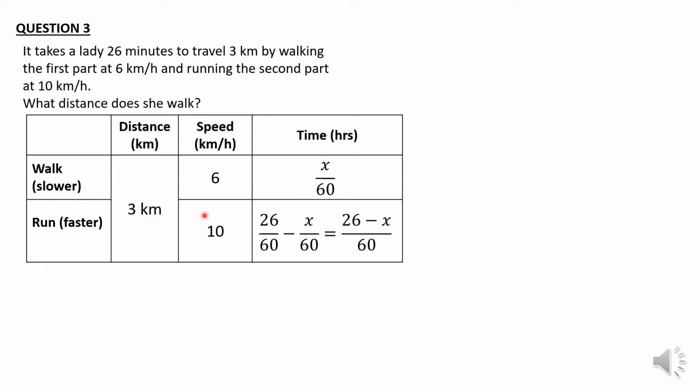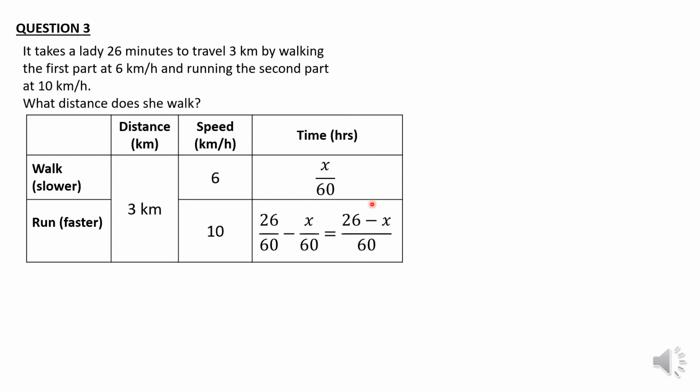So what I did is, obviously walking is much slower than running, because look at the speed. But the time here, remember what I said about that x, we don't know the time it took for her to walk, but we know that we have 26 minutes altogether. So this is why I put my x here, but it's now over 60, and not just x like the previous one. And then what I have here is 26 minutes minus the minutes that it took the person to walk, and I get this expression here.